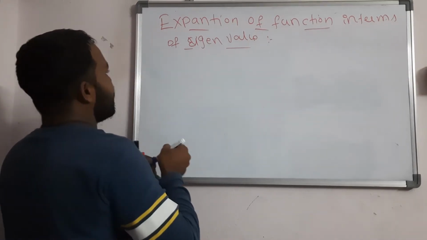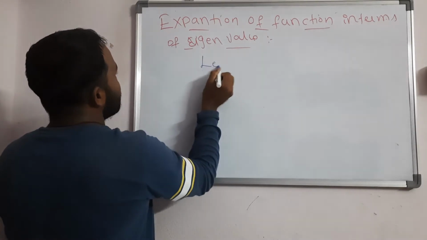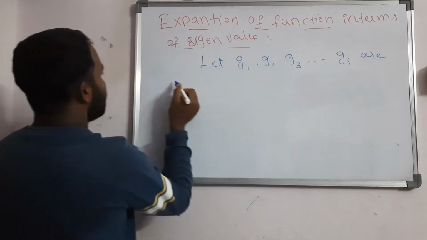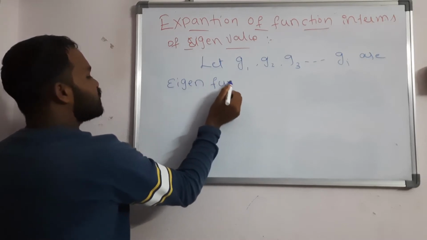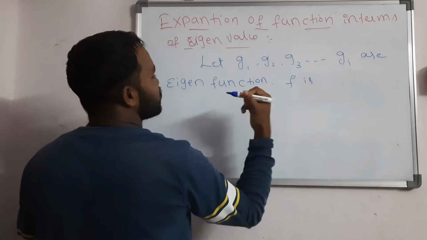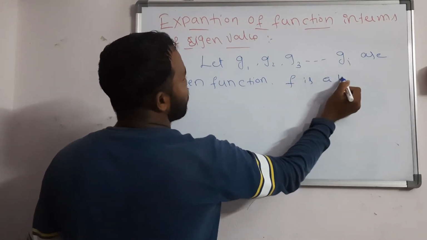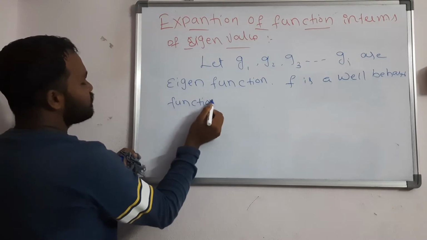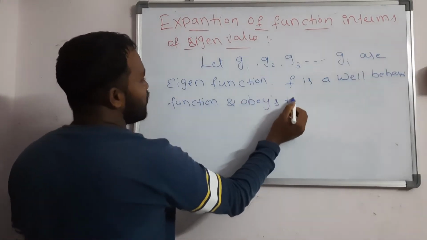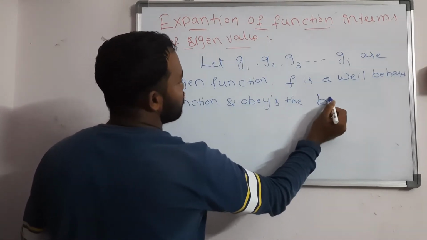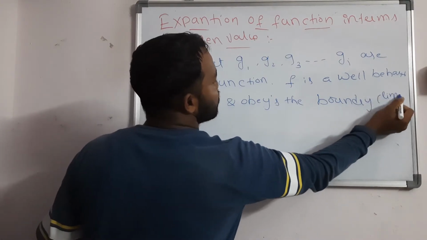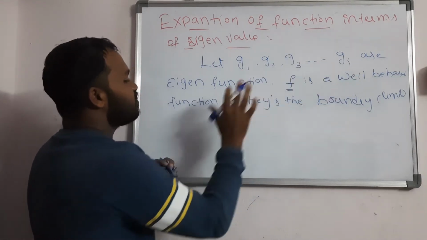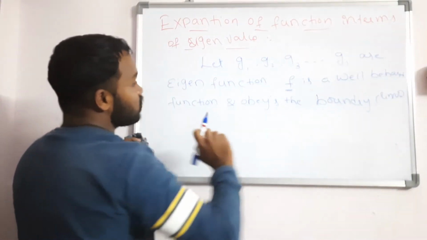So first I am going to take g1, g2, g3 and so on, gi, these are the eigenfunctions. f of x is a well behaved function and it obeys the boundary conditions, that means the limits. So simply, you should take g1, g2, g3 so on gi as the eigenfunctions, and f is a well behaved function that obeys the boundary conditions.